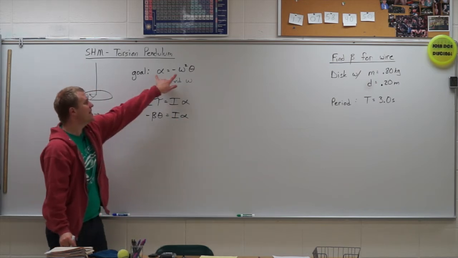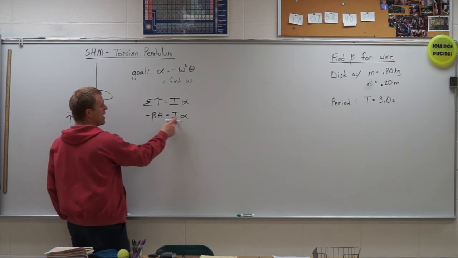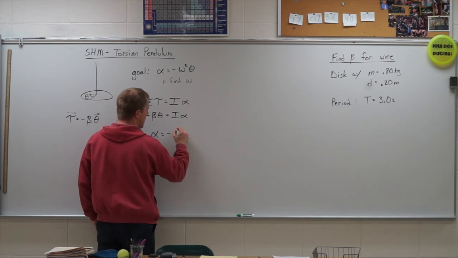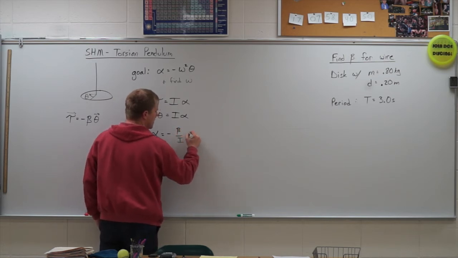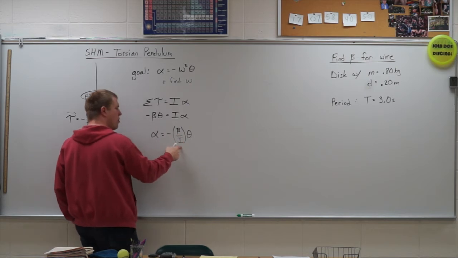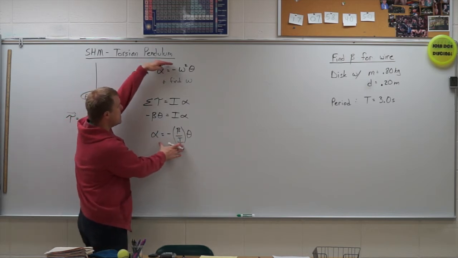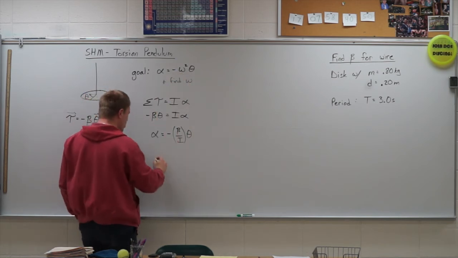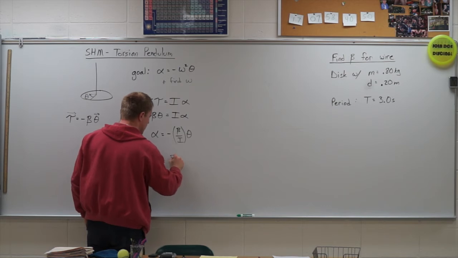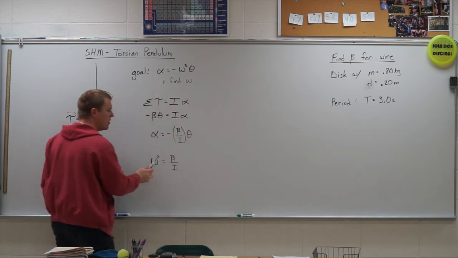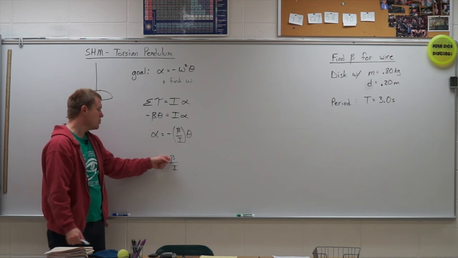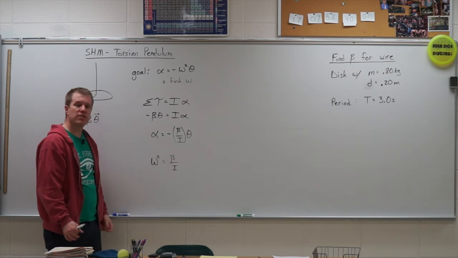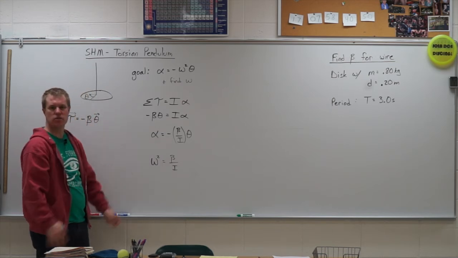Now I want to get into this format here. So I have the negative, but I have this I next to my alpha, so I want to move that over. I have alpha is equal to negative beta over I times theta. Look for that mirror here: beta over I is where the omega squared is. So I can conclude that omega squared is equal to beta over I. So the angular frequency depends on two things: what is the torsion constant, and what is the moment of inertia of the object that is being twisted?